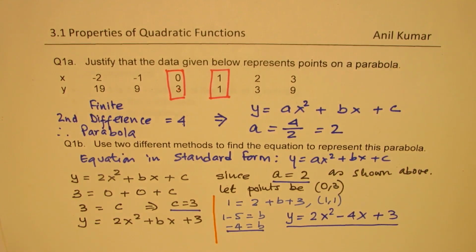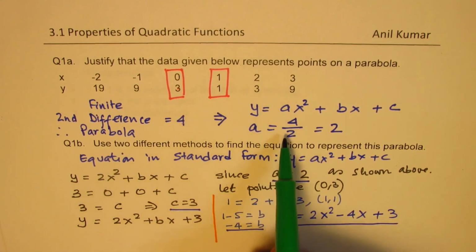So I hope the concepts are absolutely clear and you understand how from the data we can actually find the equation of a quadratic function, which when you plot on a Cartesian plane looks like a parabola. I hope the concept is absolutely clear. And also remember the formula which we discovered, which is that the value of a is the finite difference divided by 2.